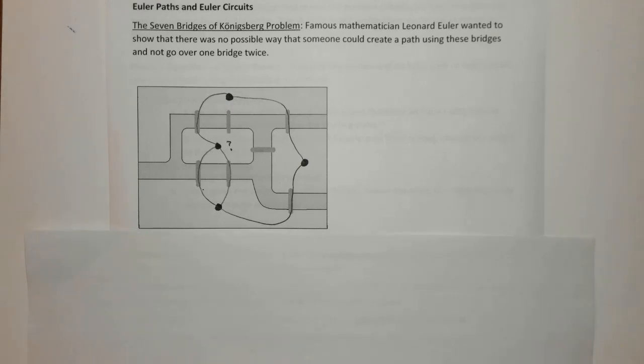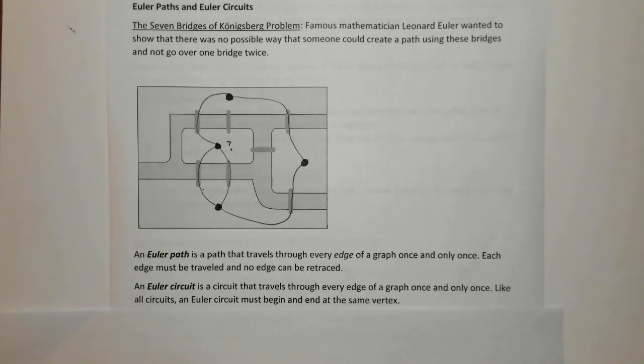Before we get to Euler's theorem, we have to understand a couple of definitions. Euler path, Euler circuit. In the past sections, we discussed what is meant by paths and circuits. So an Euler path is a path that travels every edge of a graph once and only once. Each edge must be traveled and no edge can be retraced. An Euler circuit is a circuit that travels through every edge of a graph once and only once. Like all circuits, Euler circuits must begin and end at the same vertex. So basically an Euler circuit is an Euler path that ends at the vertex you start with.